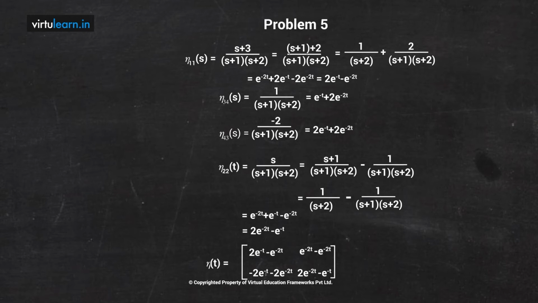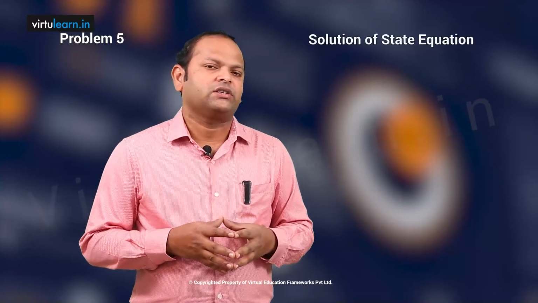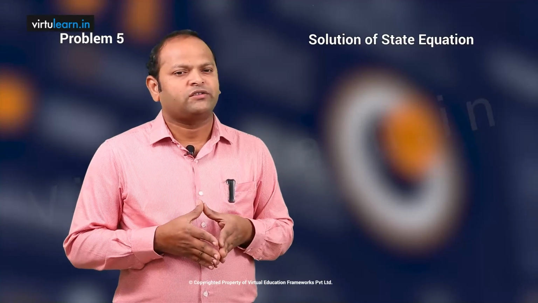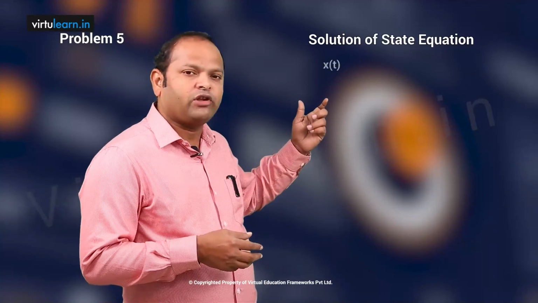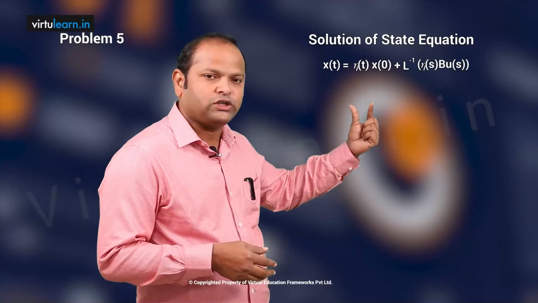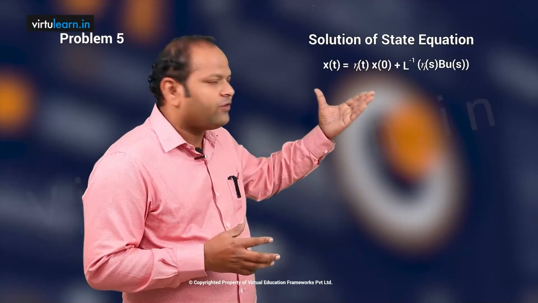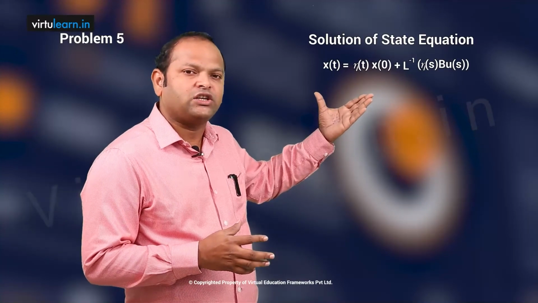This STM is very useful in finding both the solution of the state equation and also the output response of the system. Then the second part of the problem is to find the solution of the state equation. We know the equation for it: x of t we can write as phi of t x of 0 plus the Laplace inverse of phi of s B U of s. And we know the first term is nothing but the ZIR, the zero input response.